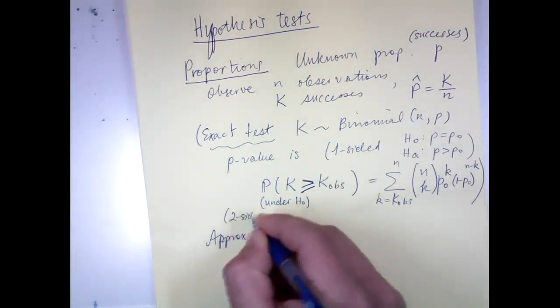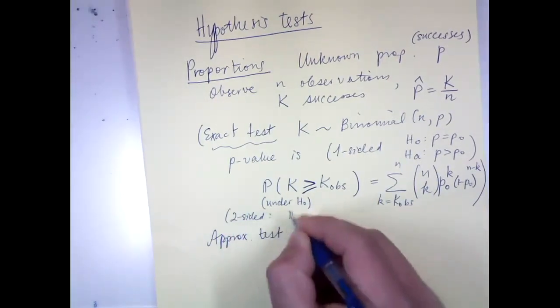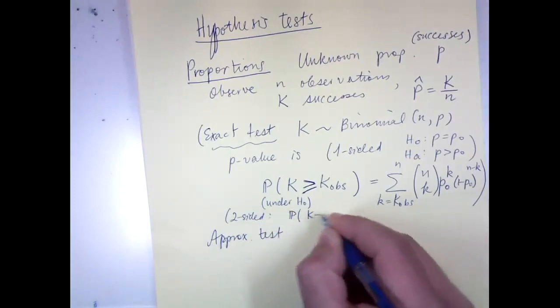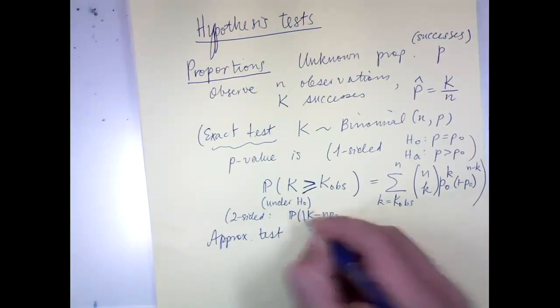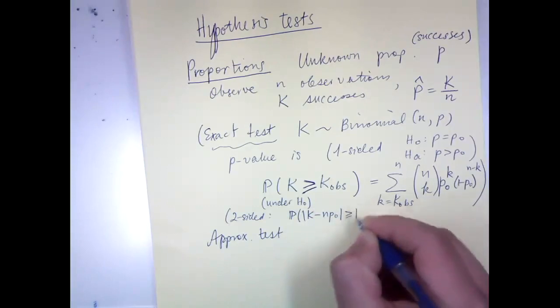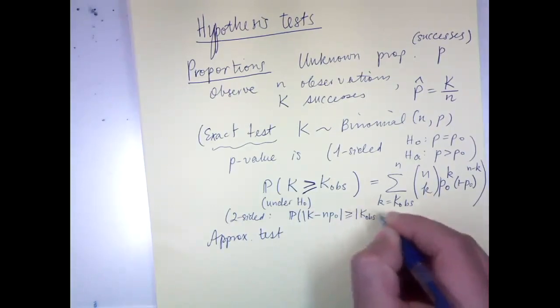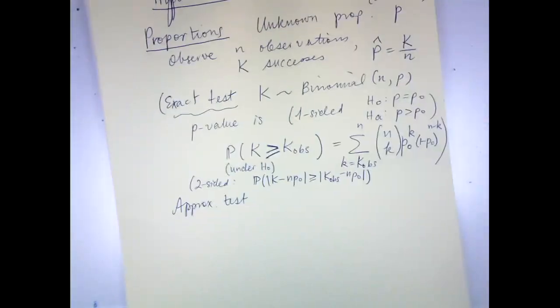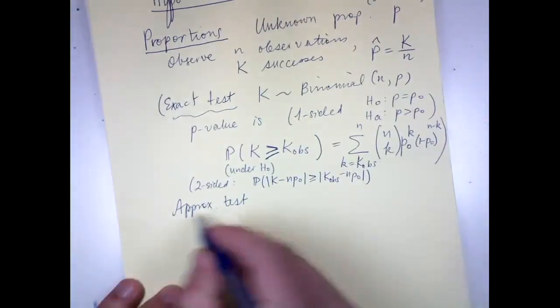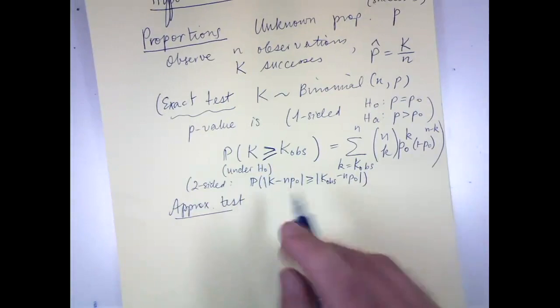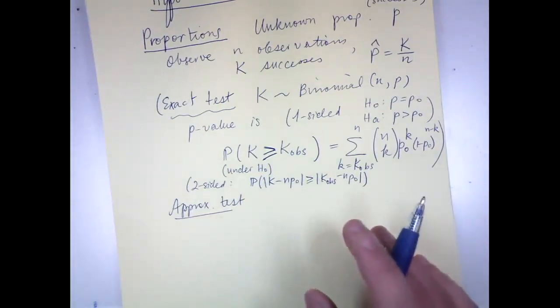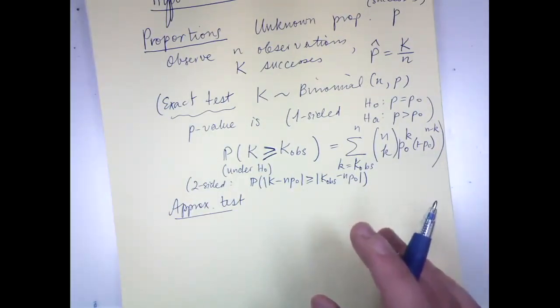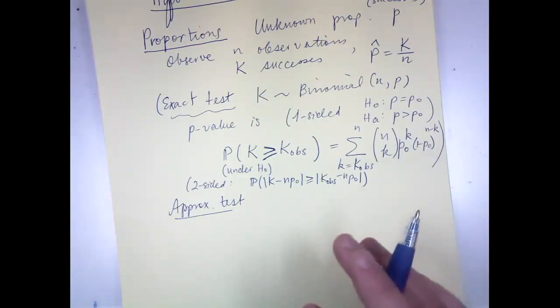Two-sided case is the p-value is the probability that the distance from the expected value is greater than or equal to what you observe, k observed minus n p0. So that's even more things to add in principle. So the approximate test. By the way, a two-sided test will get a higher p-value compared to the one-sided test, given the same observation.